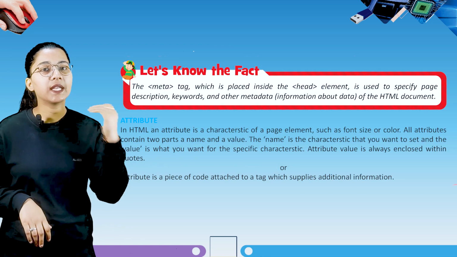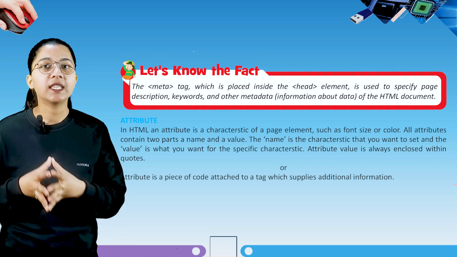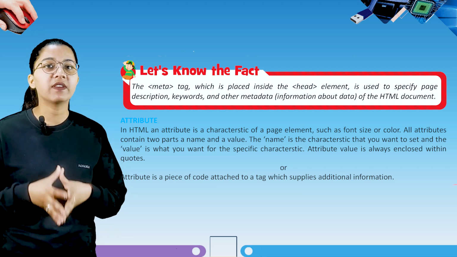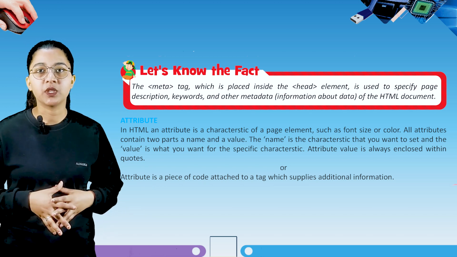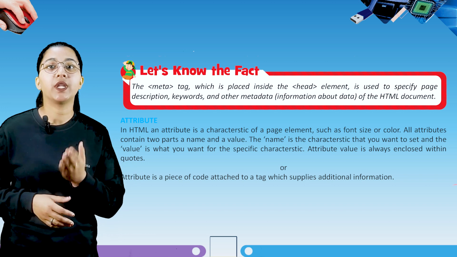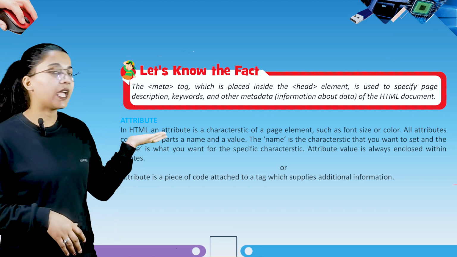So students, let's know the fact. The meta tag, which is placed inside the head element, is used to specify page description, keywords and other metadata information, that is information about data of the HTML document. Now let's read about attributes.